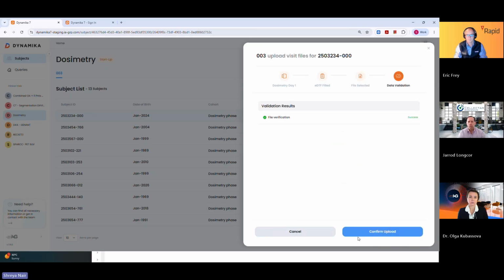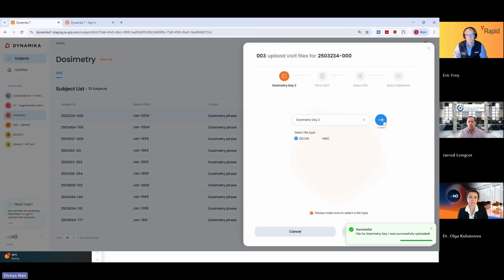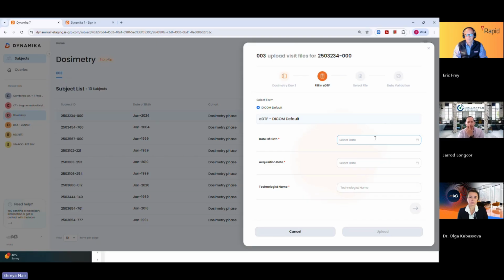Similarly, they would also upload DICOM images. For DICOM images, we also provide a pipeline where there are automated checks. We perform some pseudo-anonymization on the DICOM as well. It's a semi-automated process for the site users to take off the manual load as much as possible.